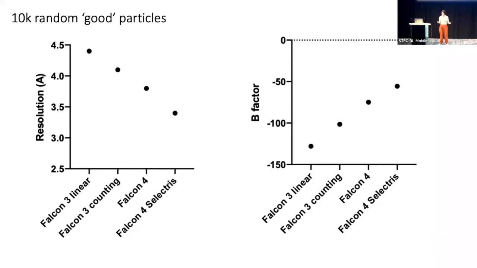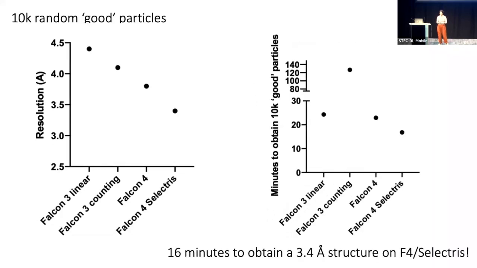So what does this mean for our single particle data acquisitions? Well, the main thing for me, which actually slightly blows my mind still, is that this is not apoferritin. This is a relatively annoying biological specimen. Don't get me wrong, it's not the worst thing in the world, but it's certainly not the easiest thing to work with. And if we have a look at the amount of time that it takes to get 10,000 good particles on the Falcon 4, we're essentially looking at 16 minutes to get a 3.5 angstrom structure.